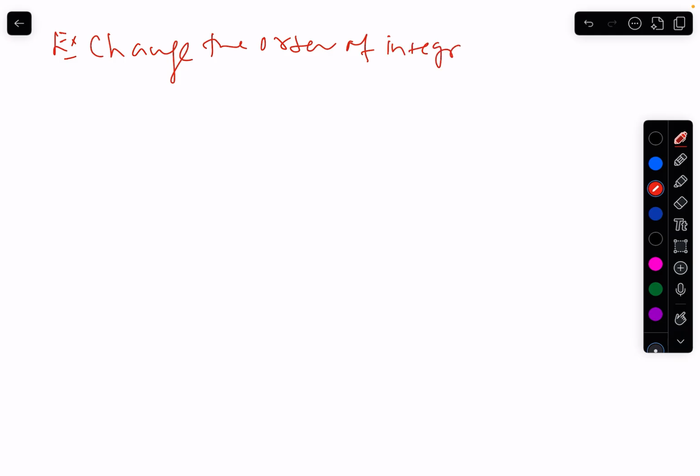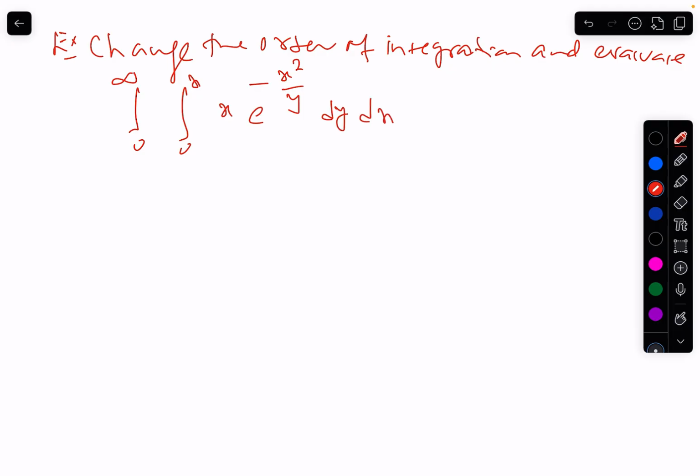Let us take one more example. Change the order of integration and evaluate. Integration 0 to infinity, integration 0 to x, x e power minus x square by y dy dx.